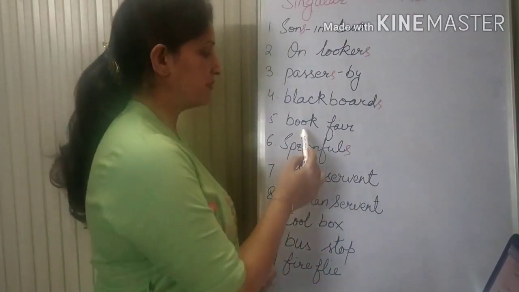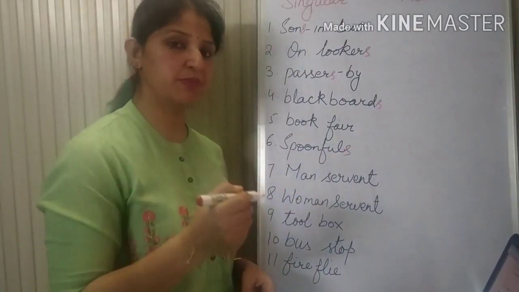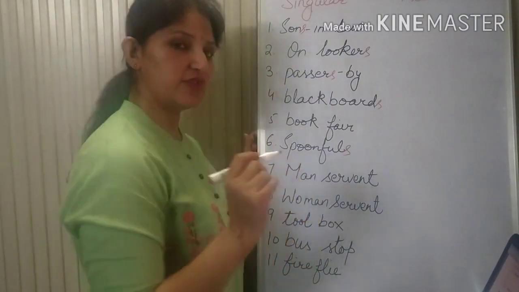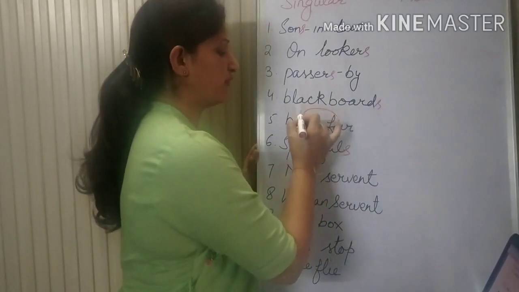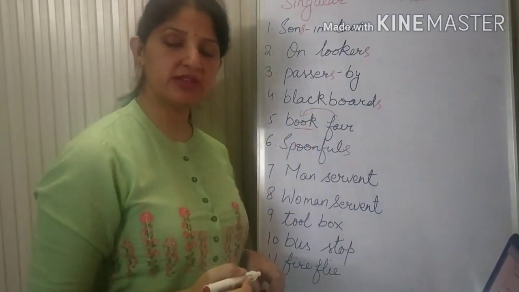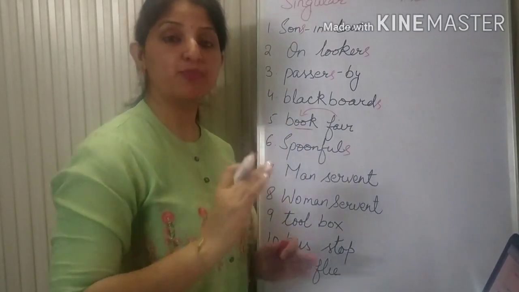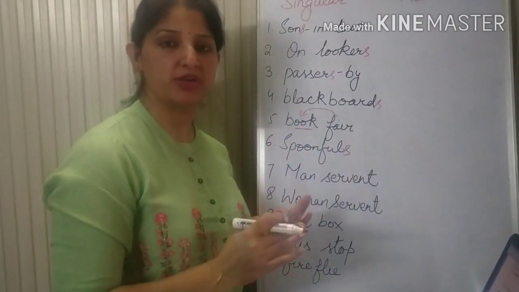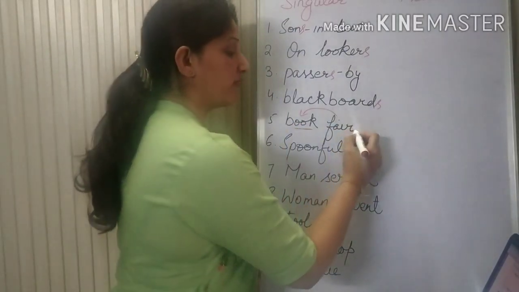Now you will say that book is also a noun and fair is also a noun. So where to put the main S? So dear friends, listen very carefully. Here the book is working as an adjective for the fair. What kind of fair is it? It is a fair of the book. So we have to make the plural of the fair, not the book. It is not regarding the book. It is regarding the fair. So we'll say book fairs.